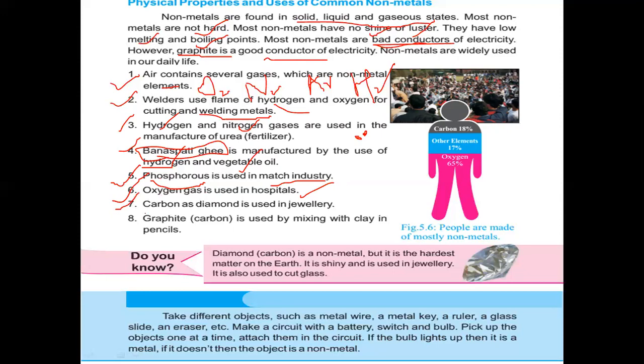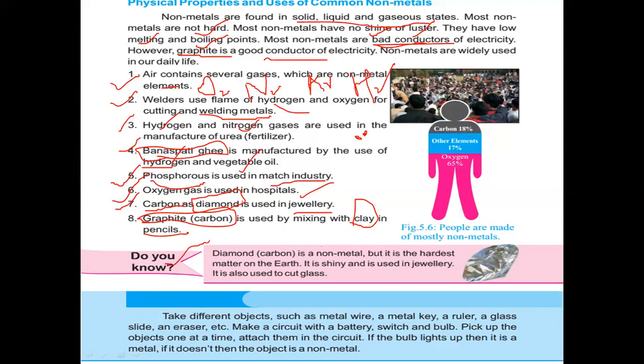Next one is carbon. Carbon is used in jewelry, but it has different forms. One form we have studied before is graphite, that is used in lead pencils. It has a gray color and is mixed with clay, and it is used in lead pencils. But carbon as diamond is used in jewelry.